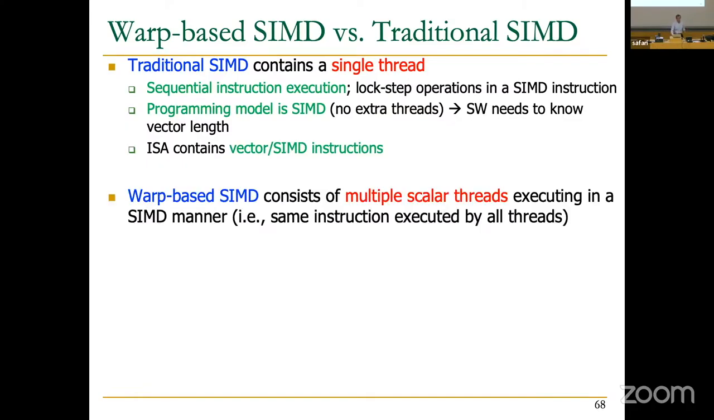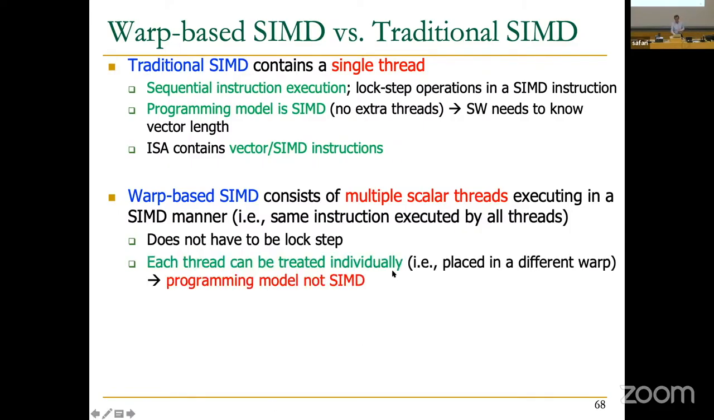On the other hand, warp-based SIMD alleviates a lot of these issues. Instead of having a single thread, you have multiple scalar threads executing in a SIMD manner. Same instruction executed by all threads. It doesn't have to be lockstep. Each thread can be treated individually. In fact, you can take one thread and place it in a different warp. This is not visible to the programmer. Programming model is not SIMD, basically. SIMD is very strict. I'm doing a vector load on these 64 elements. Done. You cannot operate individually on each element unless you do masking, right? Here you can actually move the threads, as we will see soon.